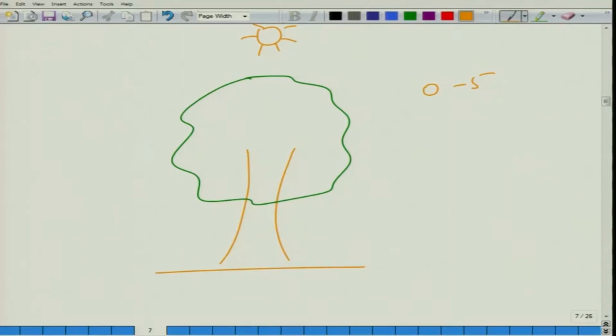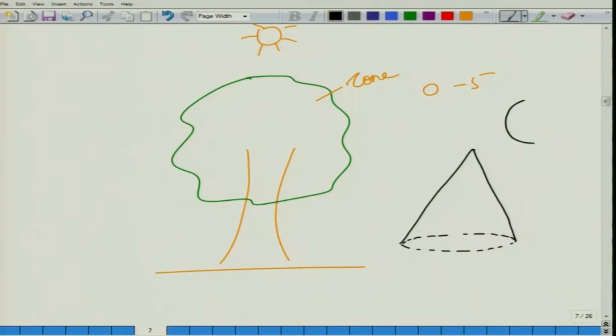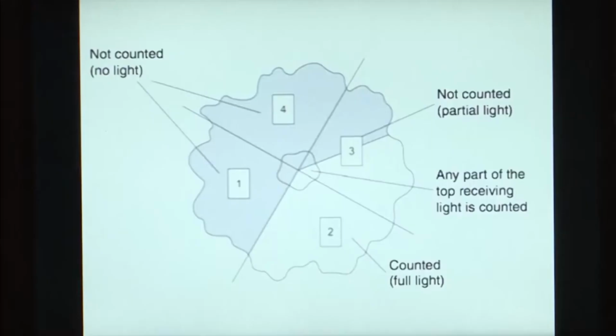We consider this crown as a cone. So, if we draw a cone, we consider the crown to be a cone and we divide it into 5 parts. If we took a top view, it would look like this. So, this is the vertex and this is the base. Now we divide it into 5 parts. So, these are the 4 parts and the 5th part is this vertex. Now, coming back to the slides.